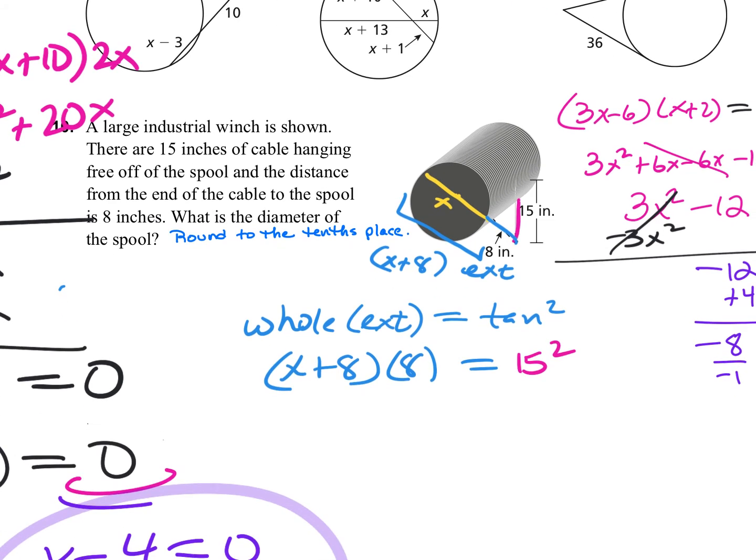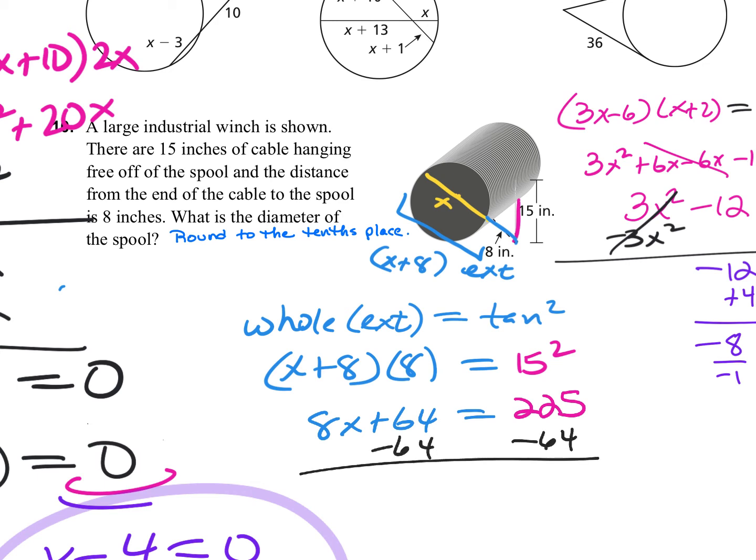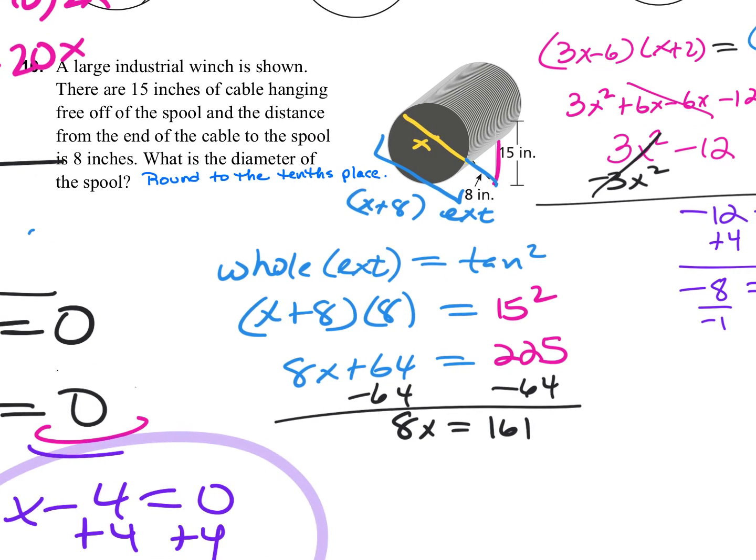So I need to distribute. I get 8x plus 64 equals 15 times 15 is 225. I need to solve for x, so I'm going to subtract 64. And I get 8x equals 161. I need to divide by 8. So now this is where if you make a careless division error and you don't understand how to divide to get a decimal and then round it, you're going to get points taken off.